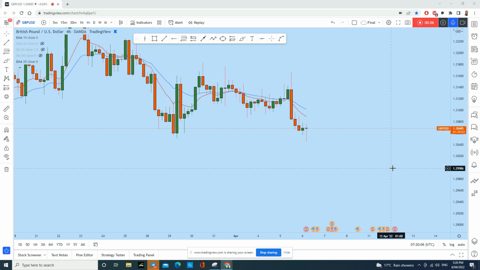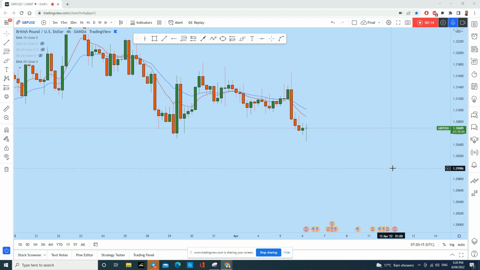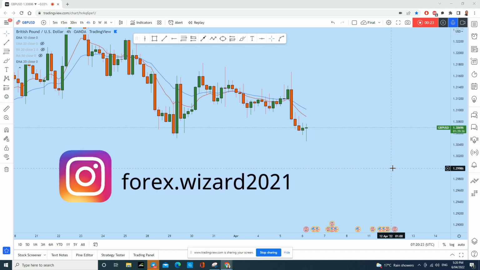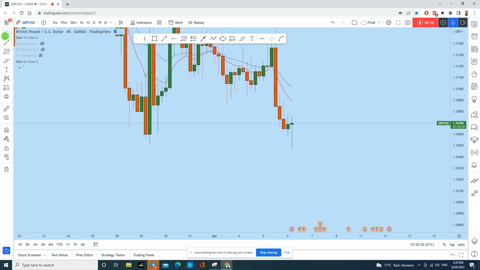Let's see what kind of trading opportunity we have in this instrument. What you see is the 4 hour time frame, British pound US dollar. In this time frame we see there has been a trading opportunity. Before I tell you how we can trade this instrument in this time frame, let me show you a multi-time frame analysis to get further confirmation in this trading opportunity.